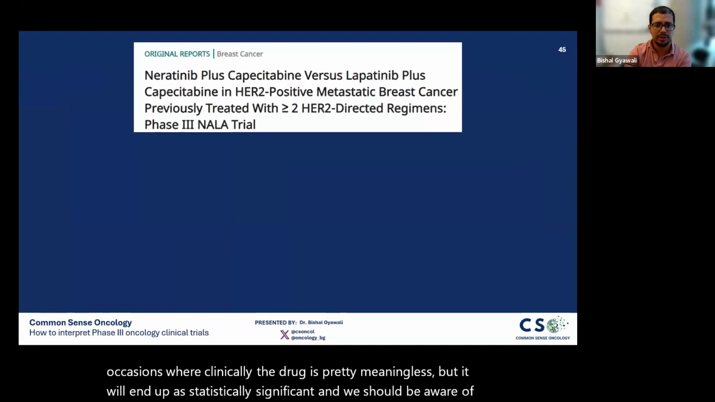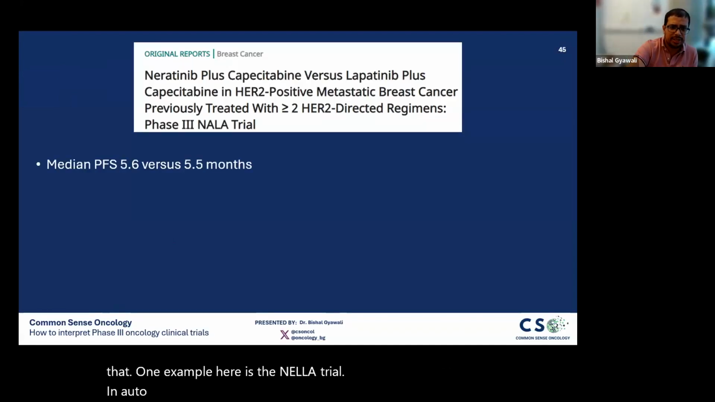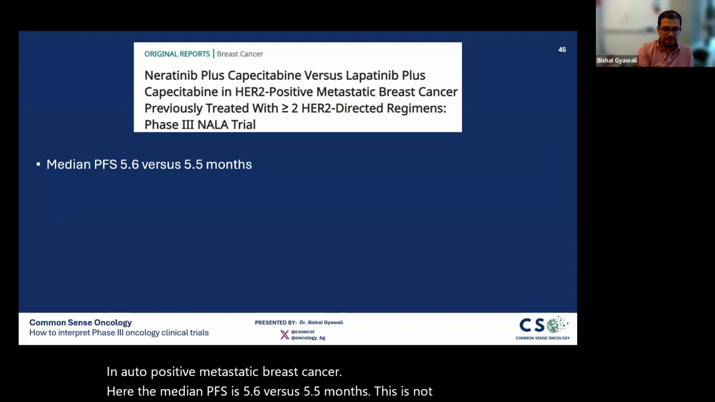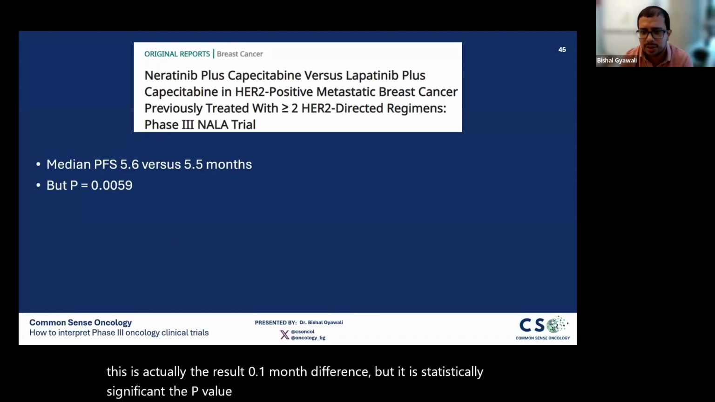One example here is the NELA trial in HER2 positive metastatic breast cancer. Here, the median PFS is 5.6 versus 5.5 months. This is not a typo. This is actually the result, 0.1 month difference. But it is statistically significant. The p-value is 0.0059.